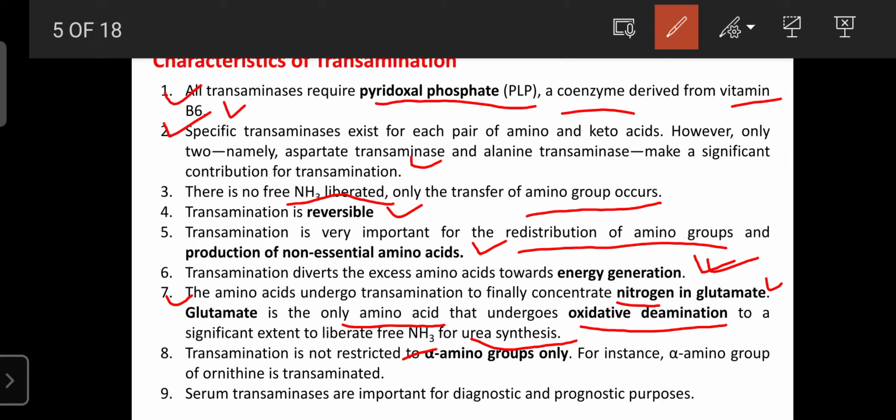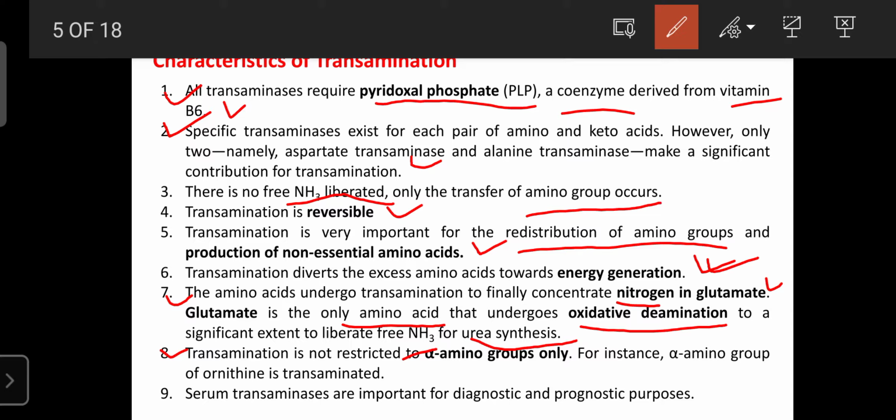In all transamination reactions, the end product is glutamate, and glutamate is the only amino acid that can undergo oxidative deamination and liberate ammonia for the synthesis of urea. It means the urea is synthesized from ammonia, which is produced by oxidative deamination of glutamate, and glutamate is the product of transamination of all the amino acids. So after transamination they are counted into glutamate, and they load the nitrogen in glutamate only.